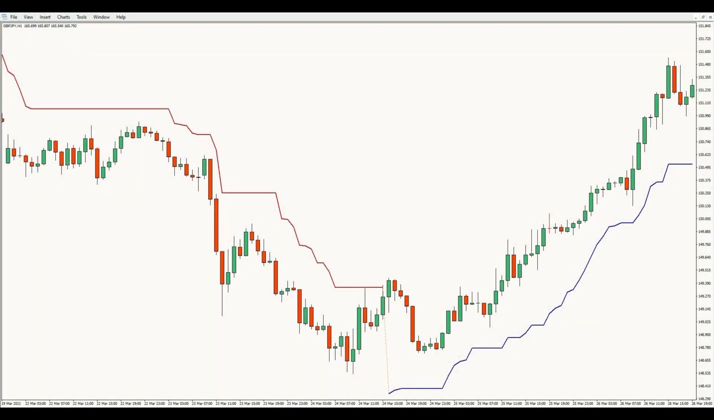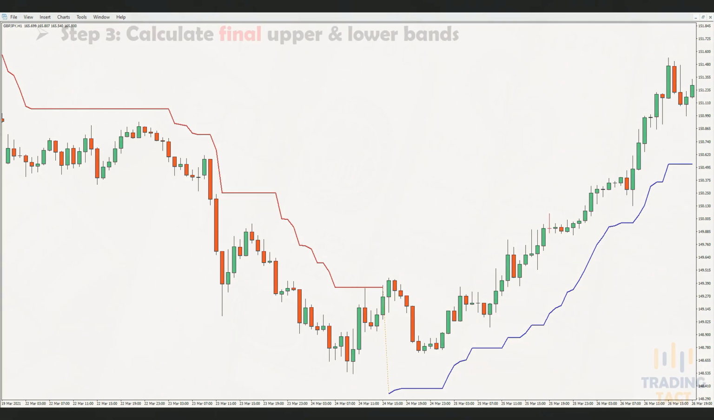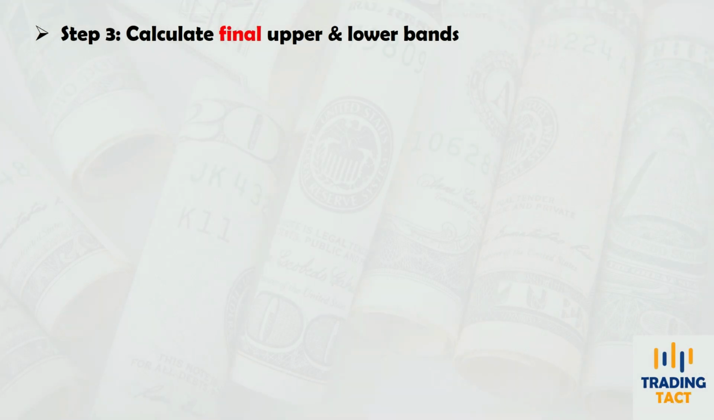Notice in the chart above that the bands always move in the same direction. For example, when the band is below prices, the band only moves upwards or sideways, but never downwards. Using the initial band values, we arrive at the final band values in this manner.